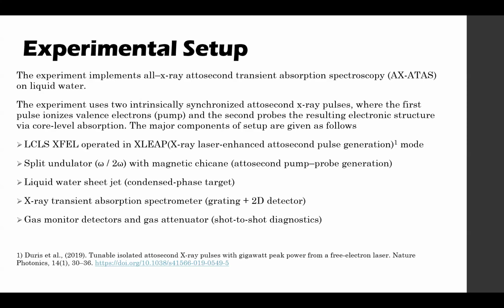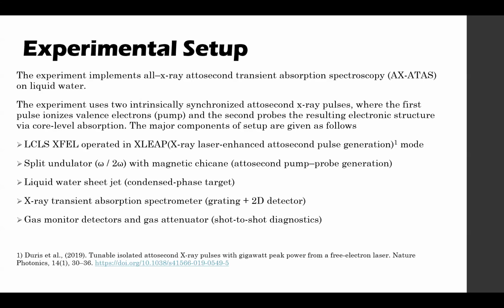So the basic layout of the setup is this. We have LCLS, that is the Linac Coherent Light Source, an XFEL laser operating in the XLEAP mode. XLEAP stands for X-ray Laser-Enhanced Attosecond Pulse generation. We also have the split undulator, meaning we have two undulators in order to generate the pump pulse, which is the omega pulse, and the probe pulse, which is the 2 omega pulse. And in order to create the delay between these two pulses, which is around 600 attoseconds, we use this magnetic chicane.